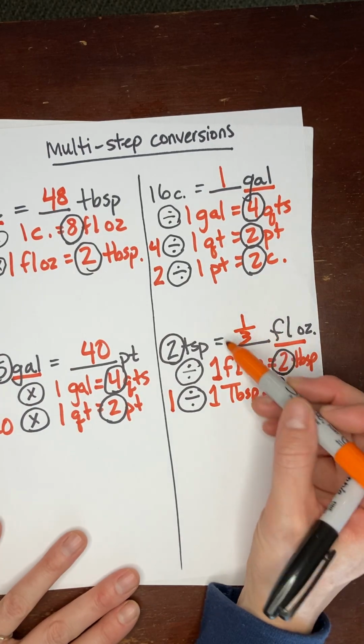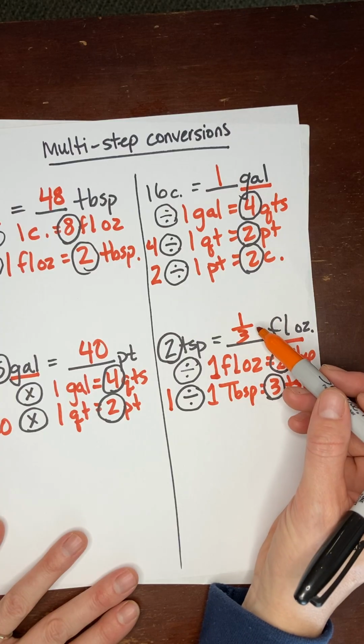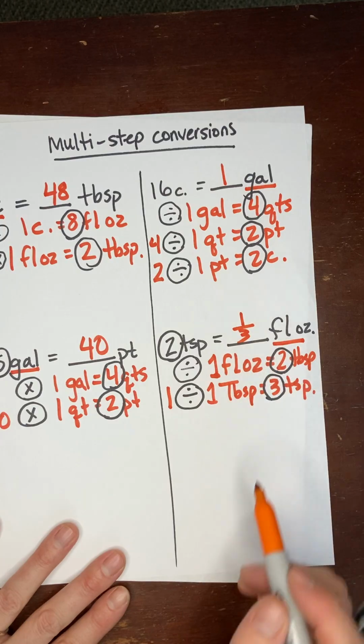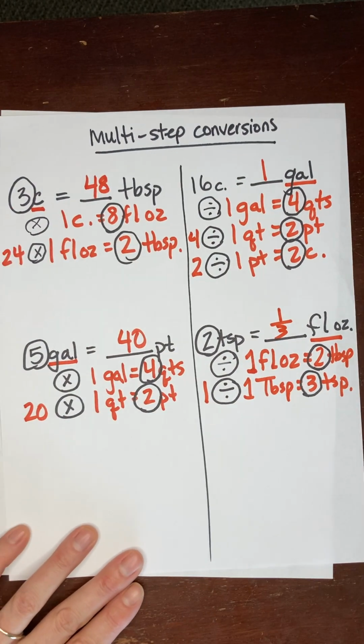Now, when you're doing calculations like this with measures, have a look in your book and see if it asks you to give your answer as a reduced fraction or as a decimal place. All right, my text asked me to do it as a reduced fraction. So I'm going to leave my answer as 1/3. I hope that helps.